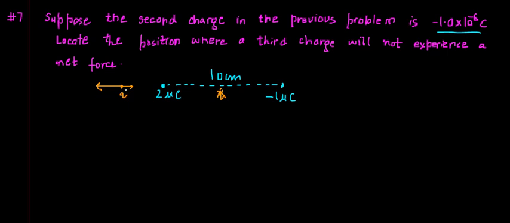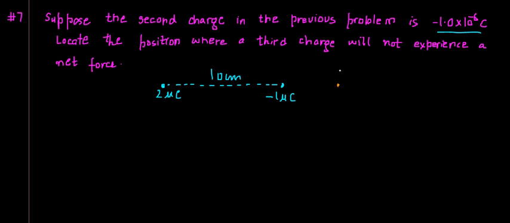So how about a position on the right side of this? This one is going to exert a force towards the left, and this one is going to exert a force towards the right. Here the distance is small, but that is compensated by the lesser charge. So this is the correct possibility. So we understand that we have to place a third charge on the right of the minus 1 microcoulomb charge.